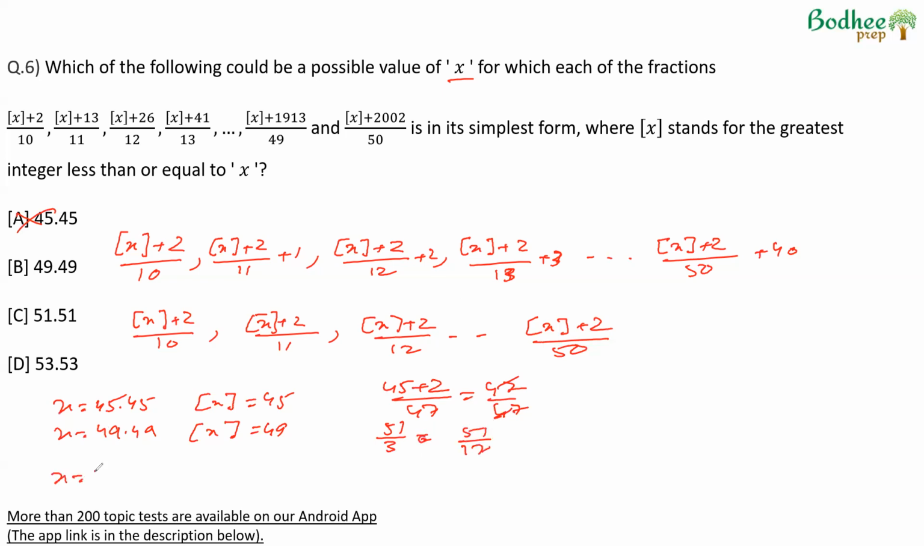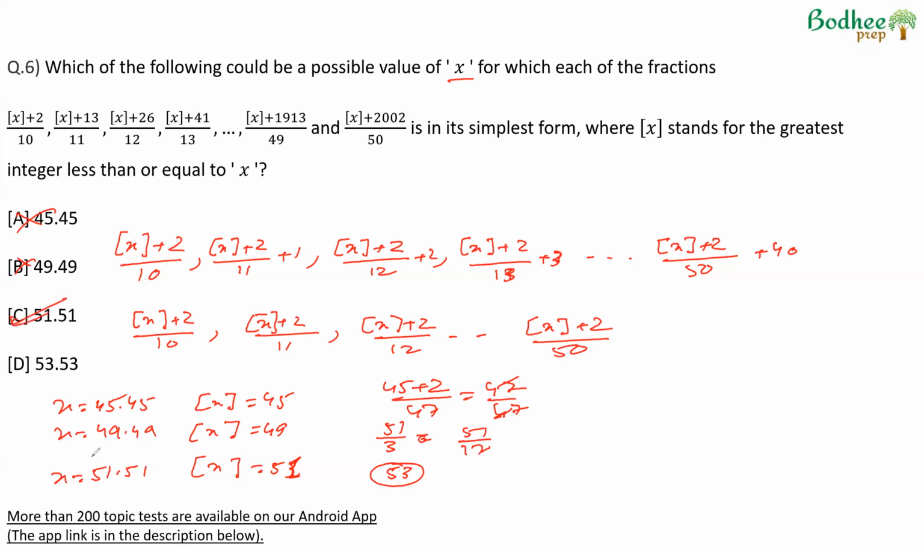If we put x is equal to 51, GIFX will return 51, sorry, 51 plus 2, 53. 53 is a prime number which has no common factor other than 1. And therefore 53 upon 10, 53 upon 11, 53 upon 12, and so on, all of them will be in the simplest form. And therefore this becomes my answer.